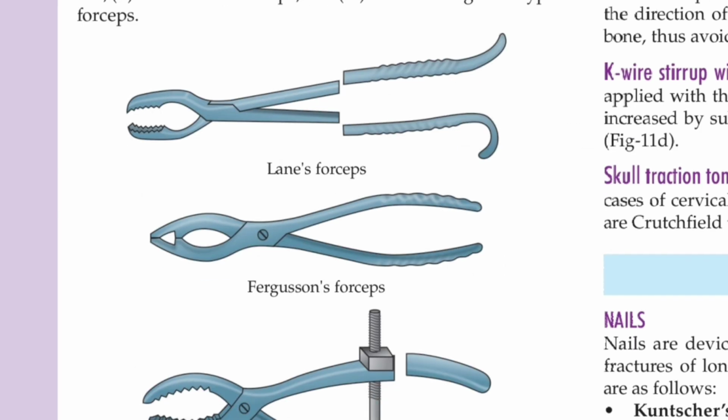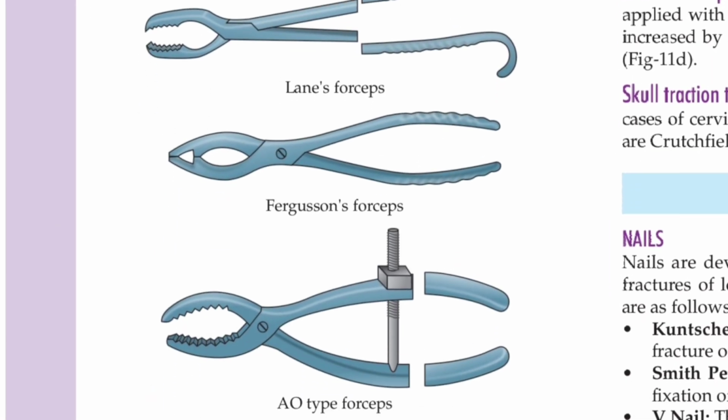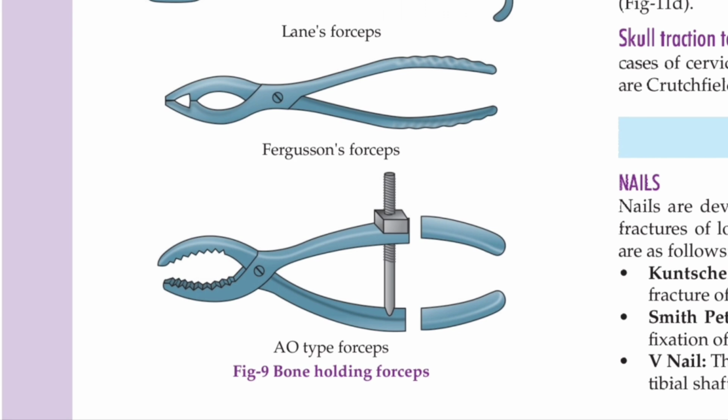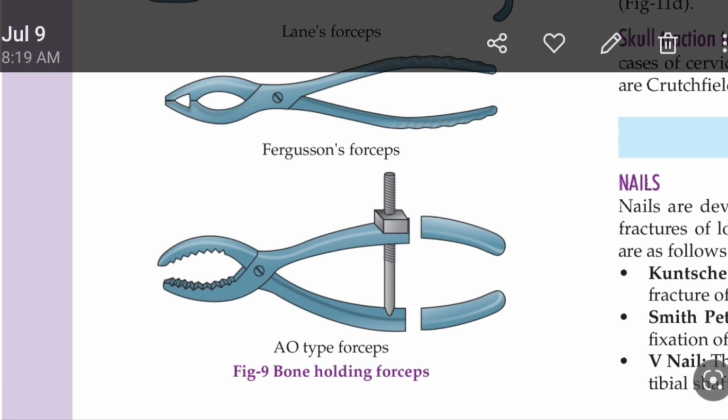Next, you can see these are the bone holding forceps. Okay, these are the forceps which are used for reduction of the bone. Okay, they hold the bone on both sides. That is Lane forceps, Farabeuf forceps, and AO type forceps. These are not that important for viva.